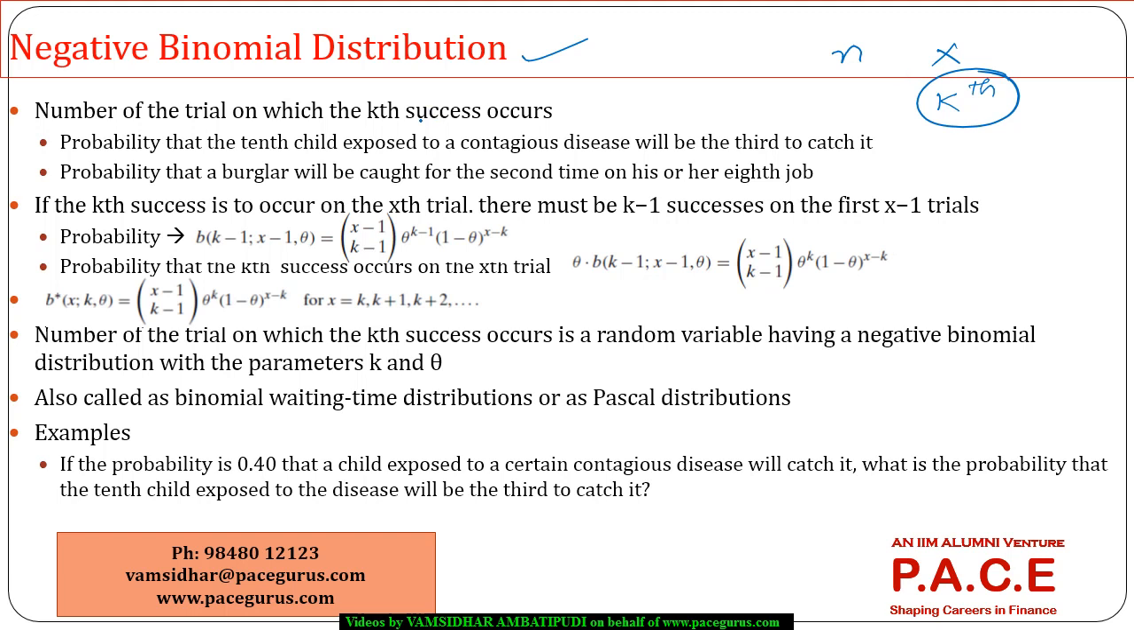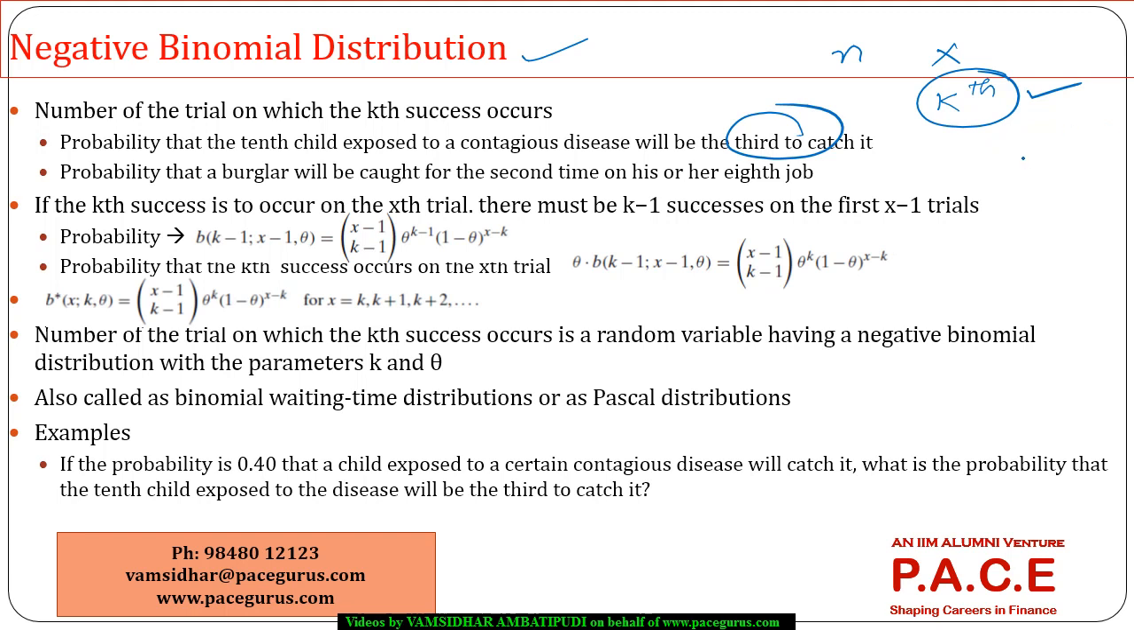So if I am talking about the third person to catch a disease being the 10th child who is exposed to the disease, or a burglar who is caught for the second time in his 8th job, the stealing job that he has performed. So this is where the negative binomial distribution comes into the picture. I am looking at in which trial the kth success typically comes out. What is the probability associated with the number of trials in which the kth success is going to come up?